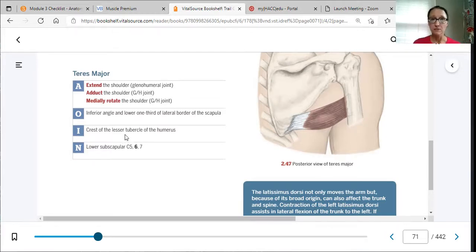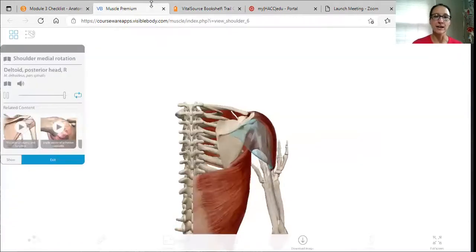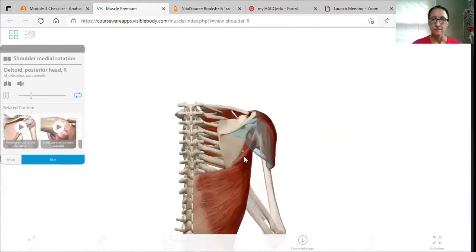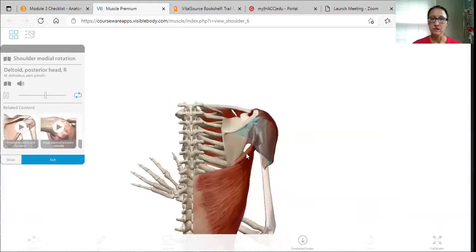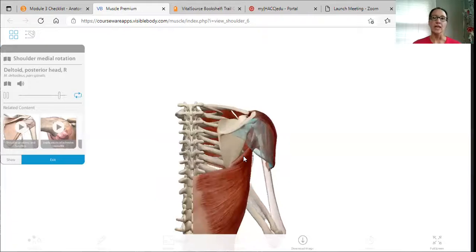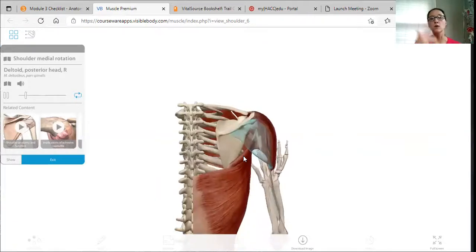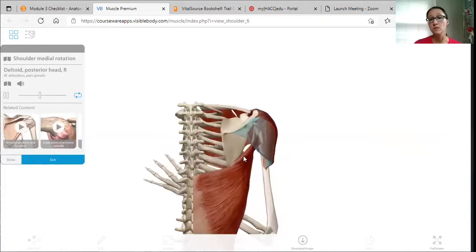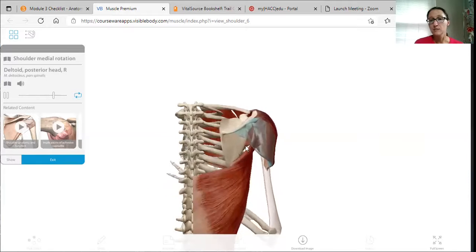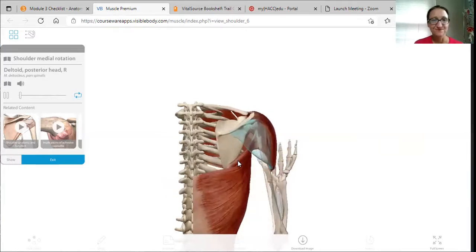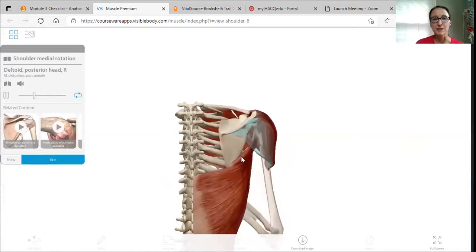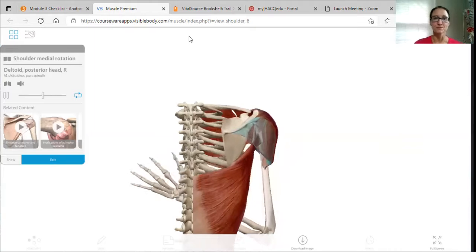The actions are the same because they are synergists. Teres major is Lat's little helper again. And if we go back into these actions, right there is Teres major. And you can see in each one of these, as you go through the actions and as you go through the muscles, Teres major and Latissimus dorsi will always be shown together. Okay, because they do the same thing. Okay, Teres major and Latissimus dorsi.